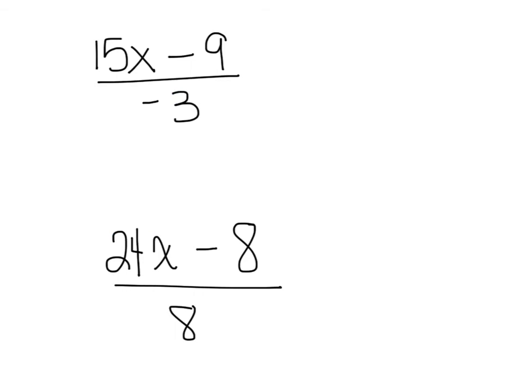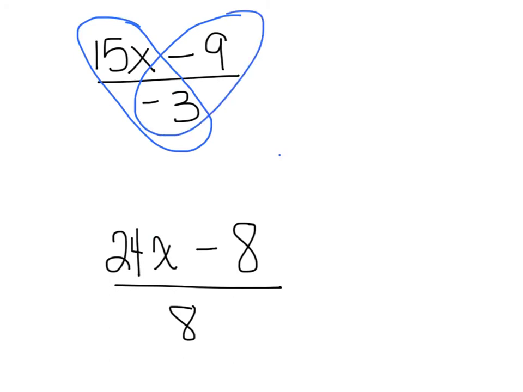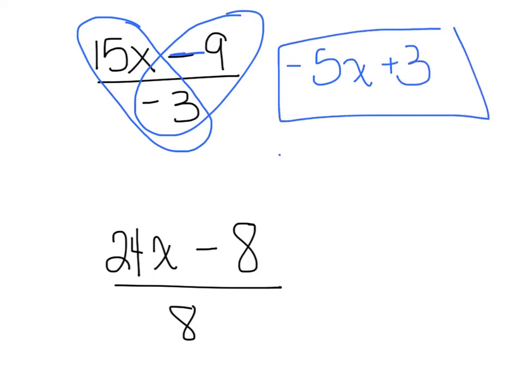All right, so let's try a couple more. I've got 15x minus 9. I really want to show you what happens with these signs here. So I'm going to have 15x divided by negative 3, giving me a negative 5x. And now, remember this subtraction sign, that's the negative that goes with the 9. And I've got a negative with the 3, so it's a negative 9 divided by negative 3, giving me a positive 3. So my answer for that one, simplified, is negative 5x plus 3.